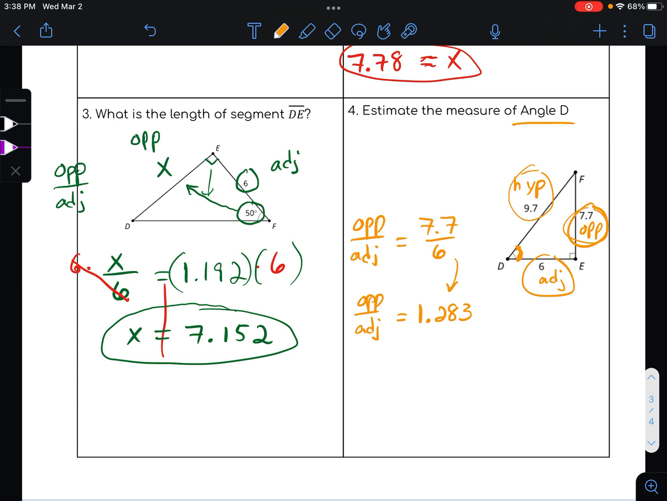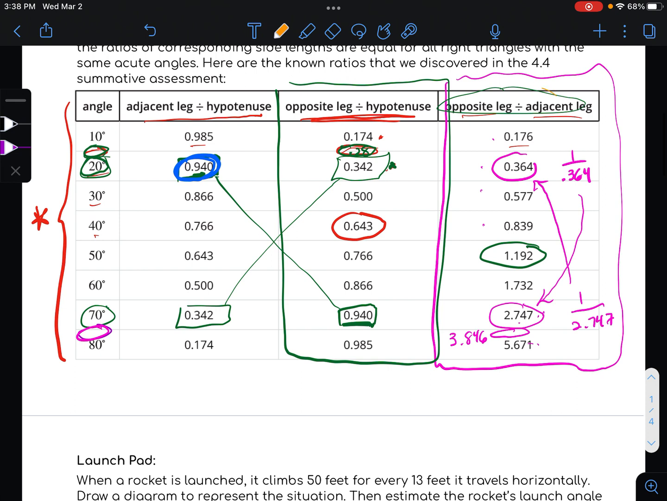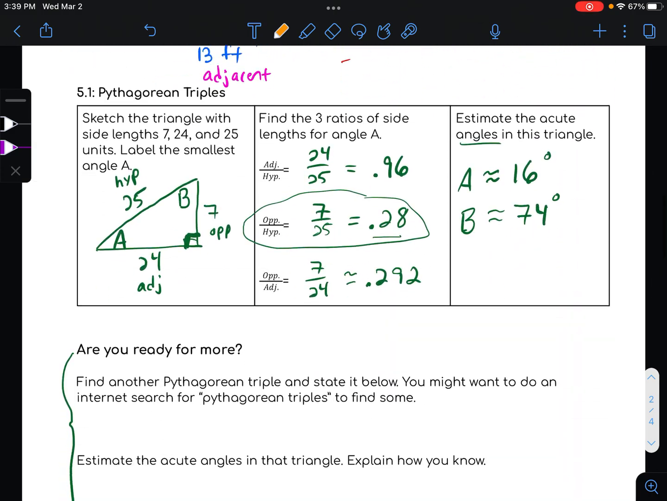All right, so now let's go back to our chart and see if we can estimate that. So opposite divided by adjacent, I think is that last column, and 1.283 is what we're looking for here. So 1.283 will be somewhere in here. Okay, so somewhere between 50 and 60, and we think about what it's closer to. It's definitely closer to the 50-degree side than the 60-degree side, 1.28 versus 1.73 versus 1.19. So yeah, we have to estimate it's closer to 50 degrees, definitely less than half. I don't know, maybe like 52 degrees.